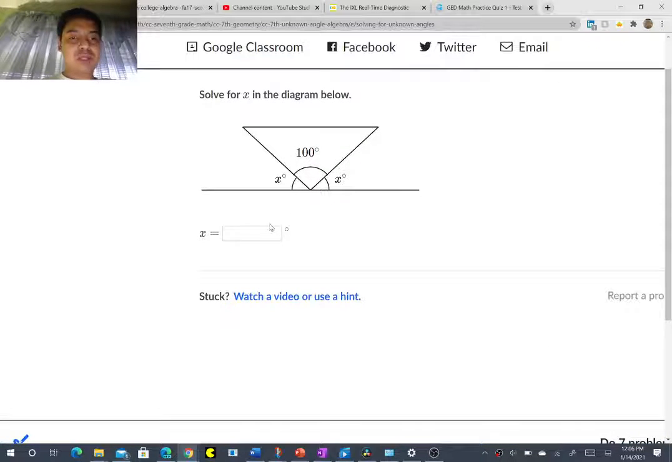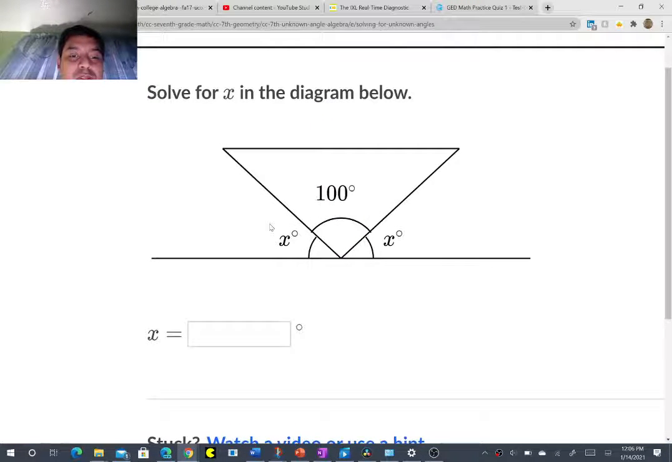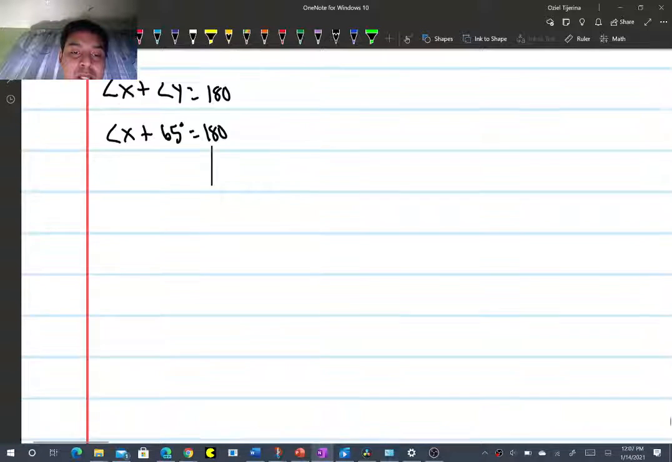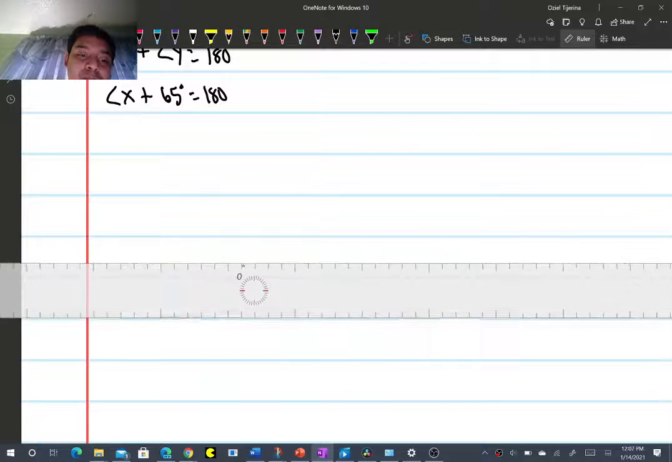Okay, so we're gonna do a few more problems. Basically we have this triangle here that's kind of pointing down to this line, and this angle inside the triangle measures 100. These two angles are x, so they're congruent. And in a straight line, remember that a straight line is 180 degrees.